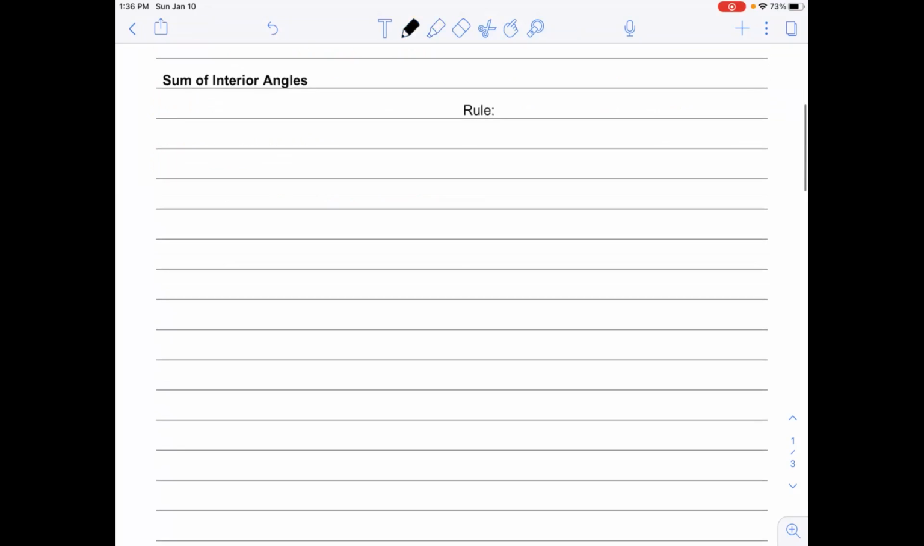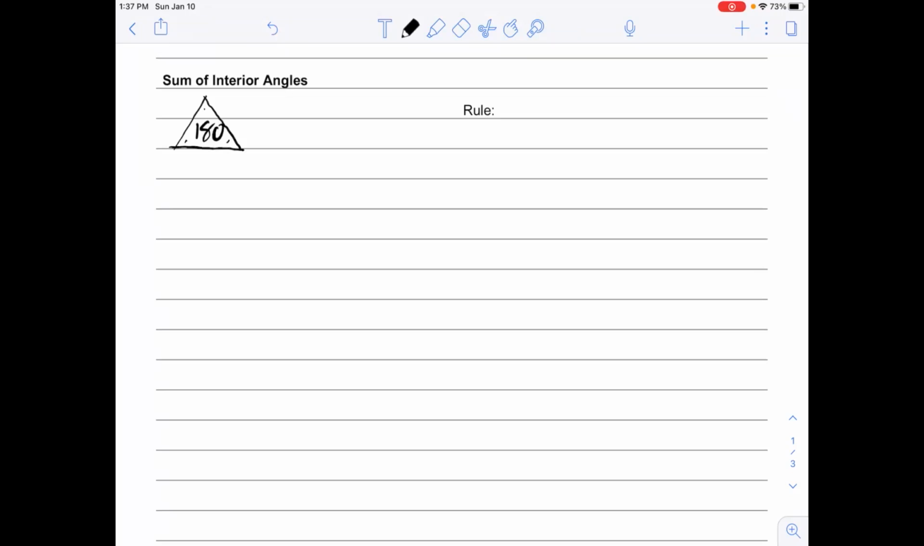When we talk about the sum of interior angles, the interior angles of a polygon are the angles inside of a polygon. So for example, on a triangle, we know that the three angles have to add up to 180. Whatever these three angles are, they always add up to 180 degrees. So the fact is that we can actually use this to go a little further.